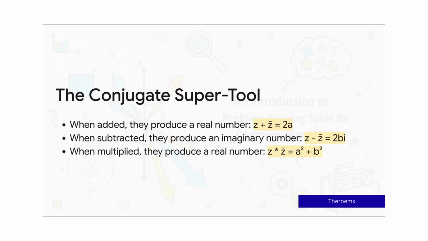So why is this so powerful? Well, look what happens when you combine a number and its conjugate. If you add them, poof, the imaginary parts cancel out and you get a pure real number. Subtract them, and the real parts disappear, leaving a pure imaginary number. But here's the magic bullet. When you multiply them, you always get a positive real number, a squared plus b squared. This, right here, this is our secret weapon.